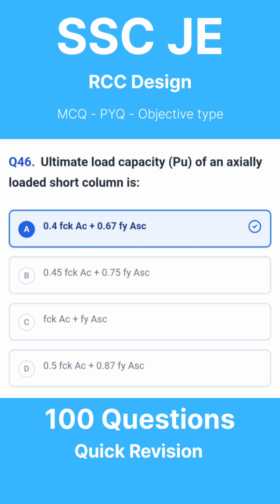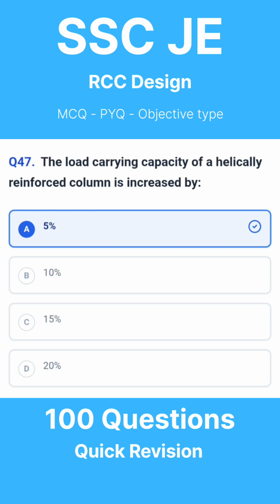Question 46. Ultimate load capacity Pu of an axially loaded short column is. The correct answer is 0.4 fck Ac plus 0.67 fy Asc. Question 47. The load carrying capacity of a helically reinforced column is increased by. The correct answer is 5%.